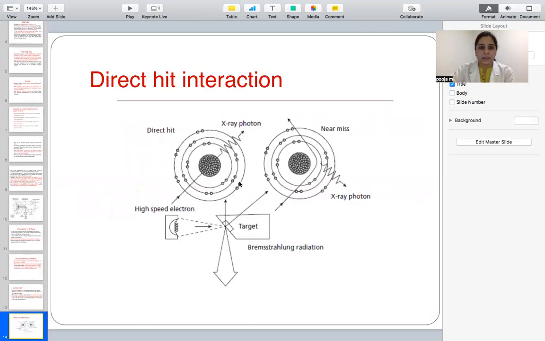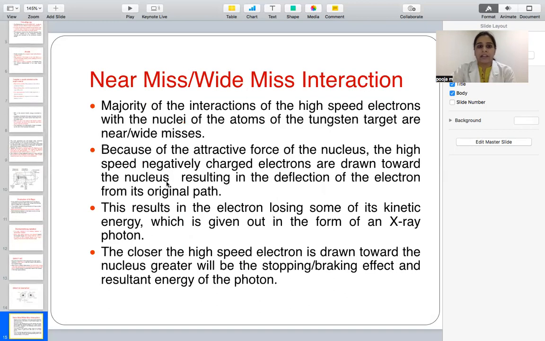Here you can see in this picture, these high-speed electrons which are produced go and hit directly onto the nuclei of the tungsten target, and then the kinetic energy is converted into a single X-ray photon when they directly hit or collide head-on with the nuclei of the tungsten target. So this results in the production of an X-ray photon. This is your direct hit. Now coming to the indirect hit.